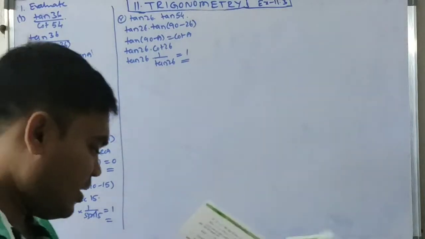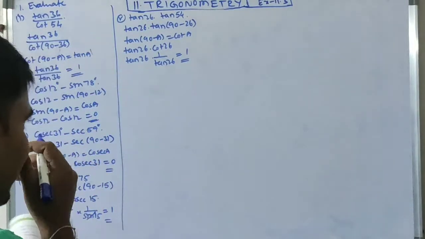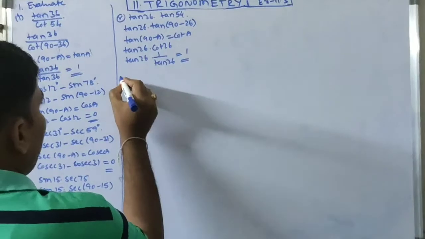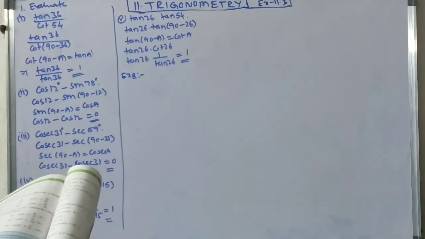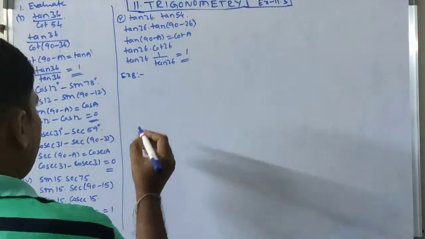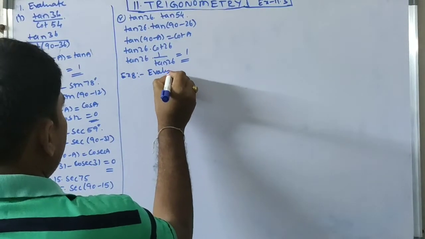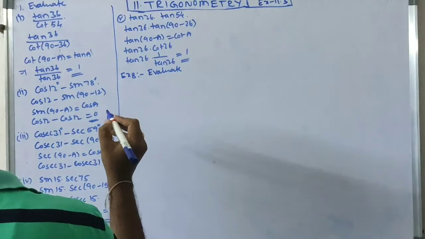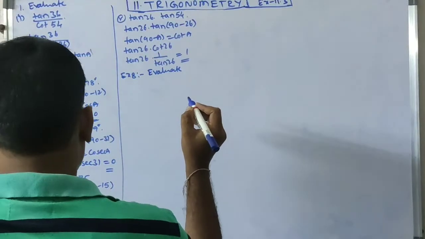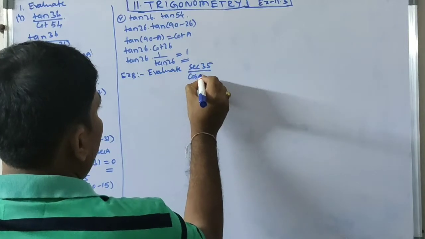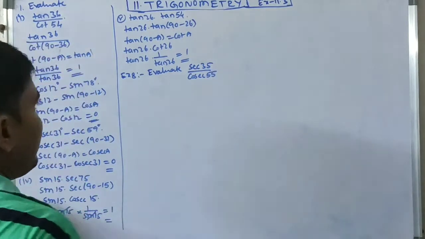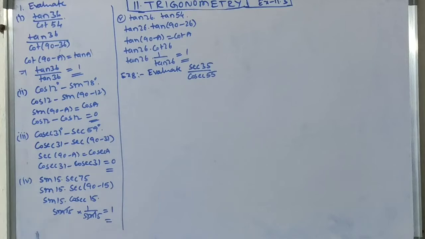Okay, next, the same kind of problem in Example 8, we will do once. Example 8: evaluate sec 35 by cosec 55.